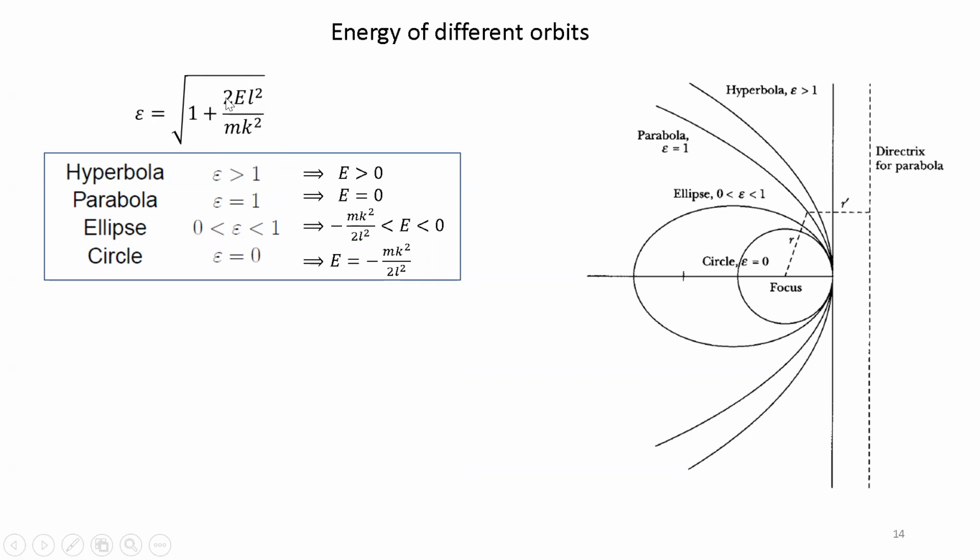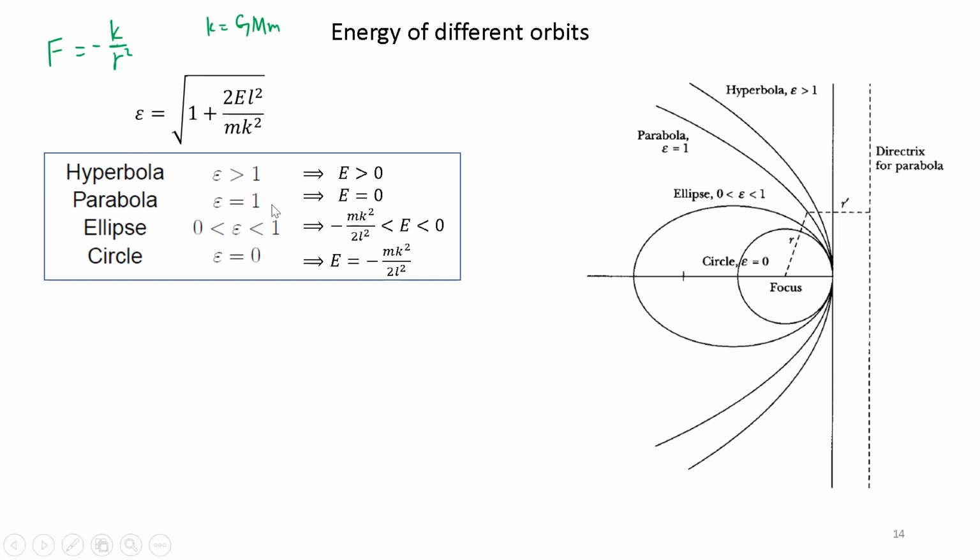So what are the parameters in this? E is the total energy, L is the angular momentum, M is the mass, and what is K? Just to remind you, force is given by minus K divided by R squared. So that's the K. And for the gravitational case, K is actually my G and M. But just to make the symbol easy, I just put this as K.